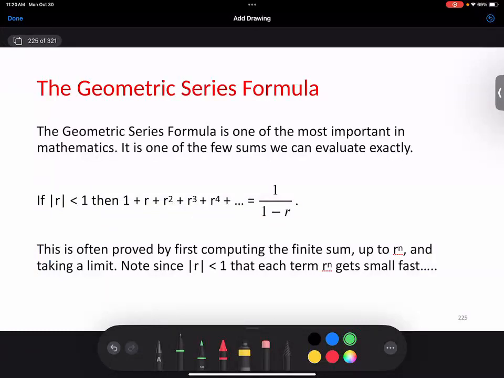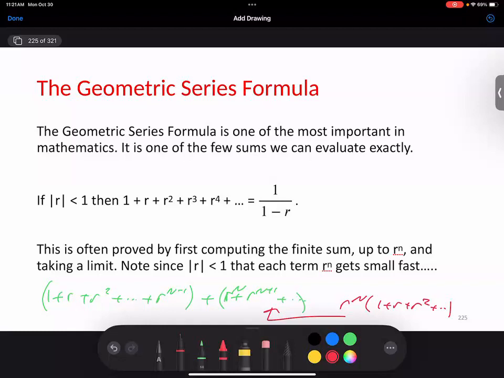And one of the reasons it's so important is if I give you 1 plus r plus r squared plus dot dot dot plus r to the n minus 1, and then I add r to the n plus r to the n plus 1 plus dot dot dot, this part over here is just r to the n times (1 plus r plus r squared plus dot dot dot). The tail of a geometric series is just r to the n times the geometric series. And this allows you to do a lot of wonderful things. You could actually use this to solve a lot of expressions without too much trouble.